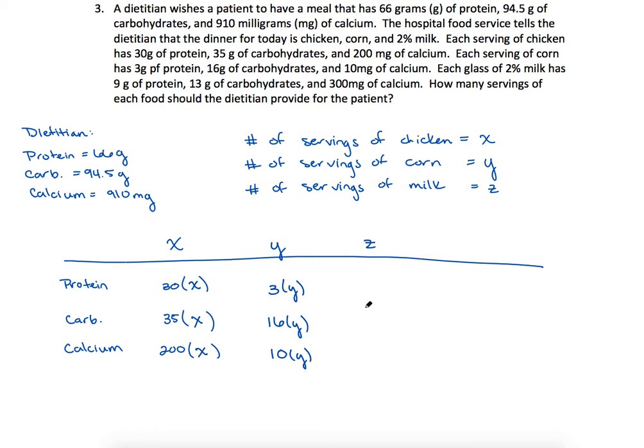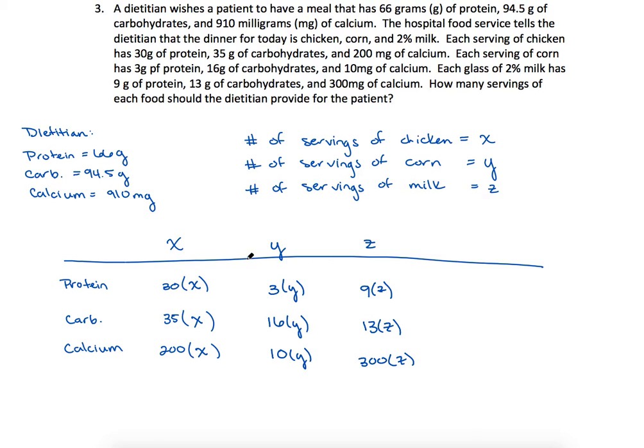We would approach the number of servings of milk in the same manner. If we knew that 1 serving had 9 grams of protein, then Z times 9 would give us the number of grams of protein based on the serving size of milk. Okay, and then we know that there's 13 grams of carbohydrates and 300 milligrams of calcium.